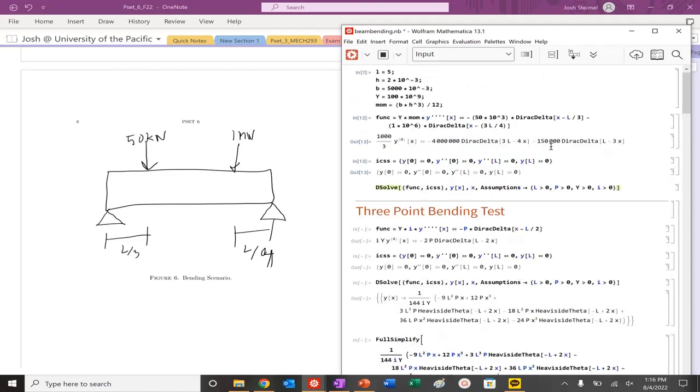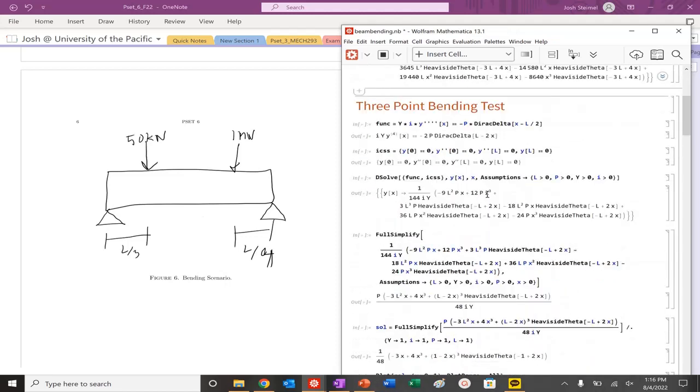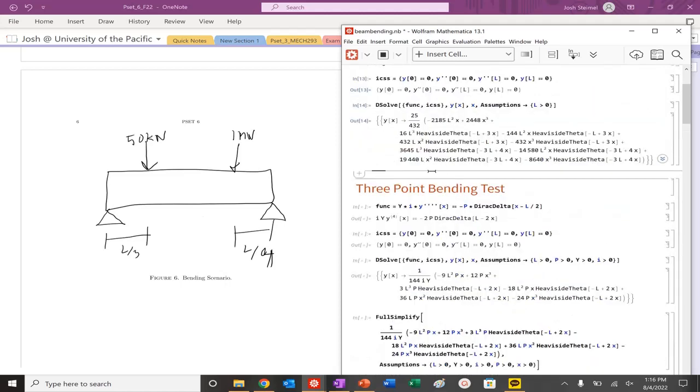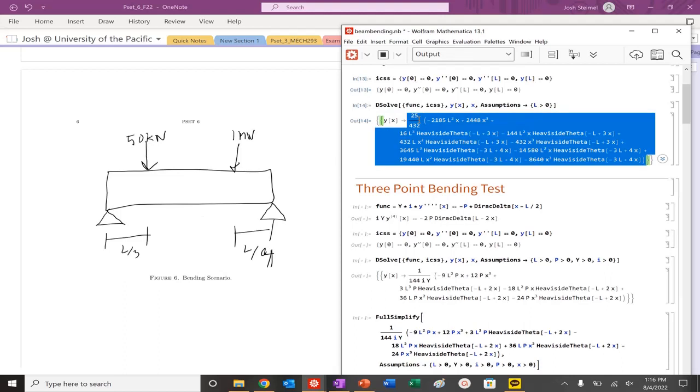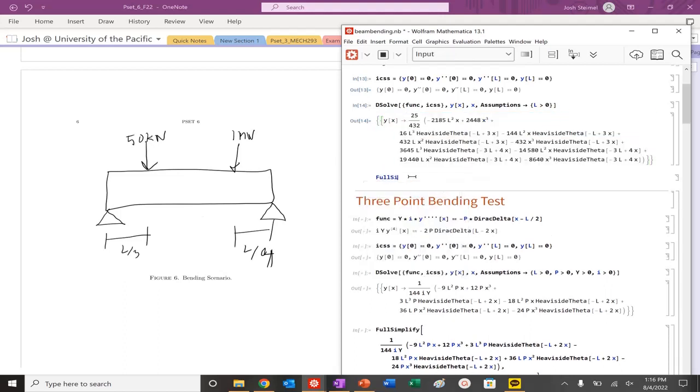I'm going to assume that L is greater than 0. We don't need the P, we don't need the Y, we don't need the I, because those are already defined. And so, I get a nasty looking thing like this, and I could look at this equation and do FullSimplify. So let's see if that helps. So let's do FullSimplify.